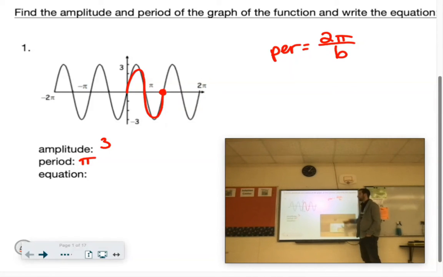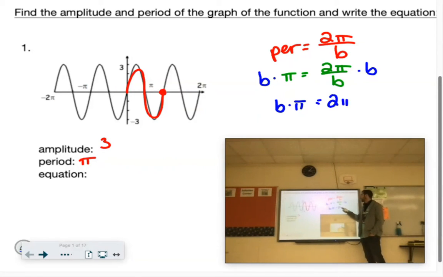Now to calculate what B would equal, we would have to do the period, pi, equals 2 pi over B. Now, I'll show you a little shortcut here in a second, but really what we have to do initially is multiply both sides by B. So that would be B times pi equals 2 pi. And then we would divide that by pi. Pi's cancel out, and B equals 2. So that's fine. That's one way to calculate B.